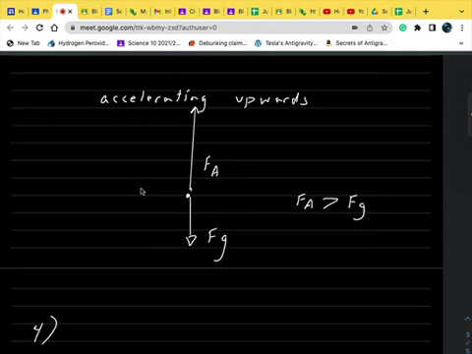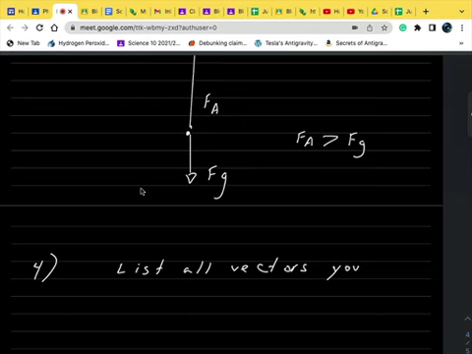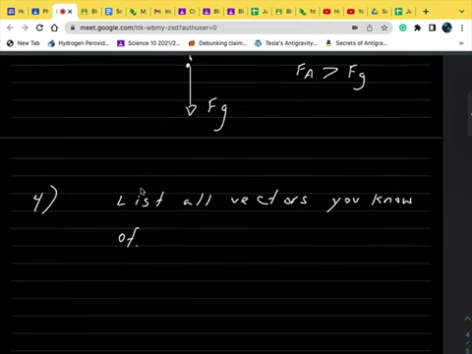Question 4. List all the vectors that we've covered or talked about. List all vectors that you know of. Displacement, sometimes you'll see it written like this. Same thing. That's distance with a direction. It can be negative. If you're moving to the right, it's positive. If you're moving up, it's positive. Down, negative.